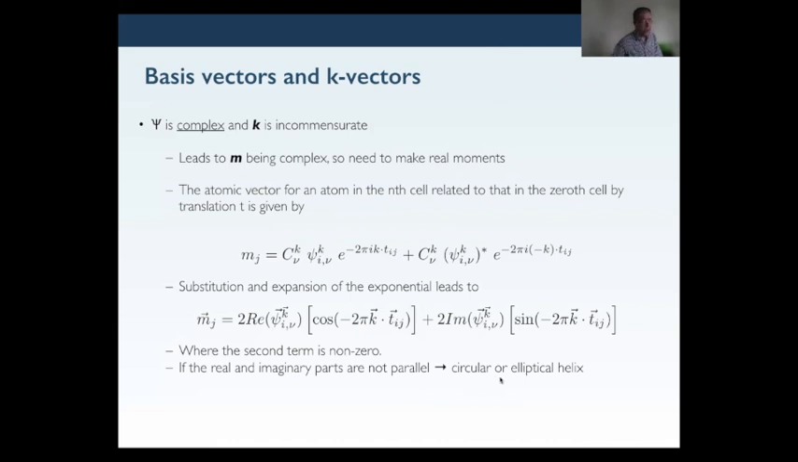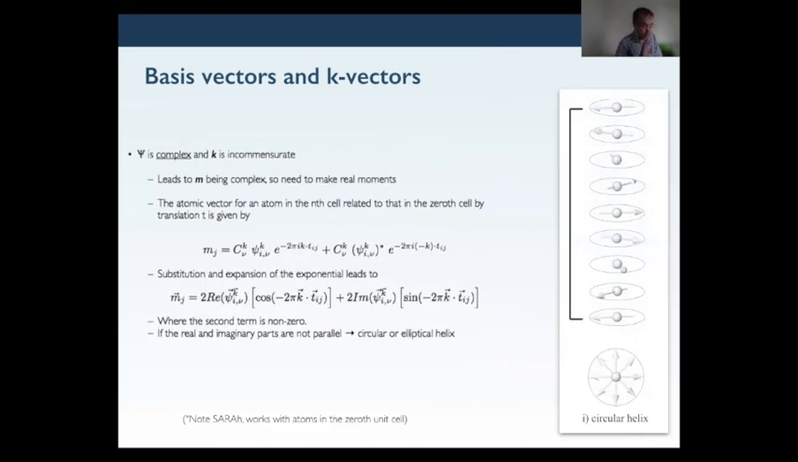So this now leads us to a circular or elliptical helix. If we have the imaginary part of the basis function being the same magnitude as the real part of the basis function, then we're going to end up with a circular helical structure. If they're different magnitudes, then we'll end up with an elliptical helix. So you're seeing this naturally comes from this propagation vector formalism and using Bloch waves.